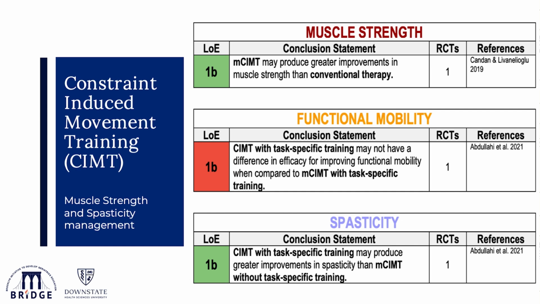The evidence is this, that it may produce stronger and greater improvements than conventional therapy in terms of their muscle strength, in terms of their functional mobility. There's not much of a difference in the efficacy for improving someone's functional ability when you're comparing constraint-induced movement therapy with task-specific training. Finally, spasticity. It may produce some greater spasticity than modified constraint-induced movement therapy without task-specific training.